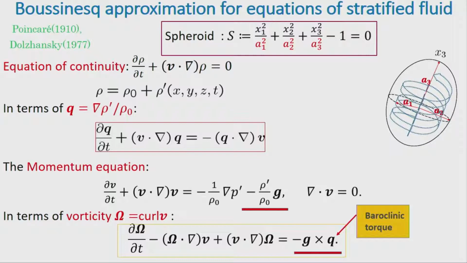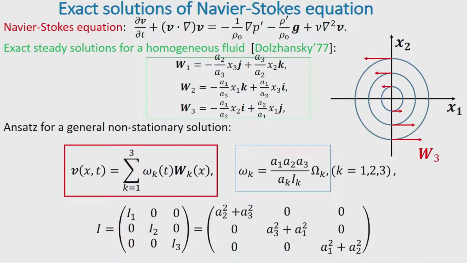If you take the curl of the Euler equation, you have a vorticity equation. This comes from the baroclinic term, and we call this the baroclinic torque. Then you will easily find these three steady solutions of the Boussinesq equations. By substituting this form, you can pursue unsteady flow.